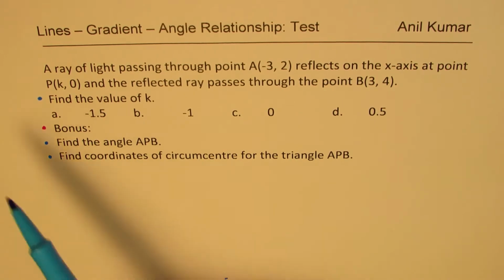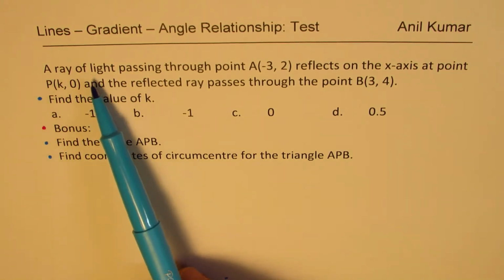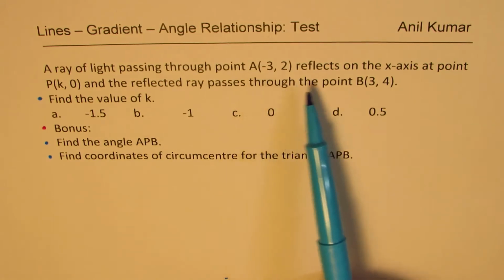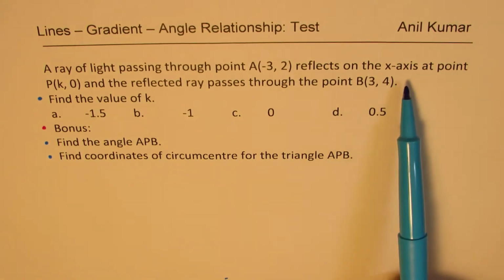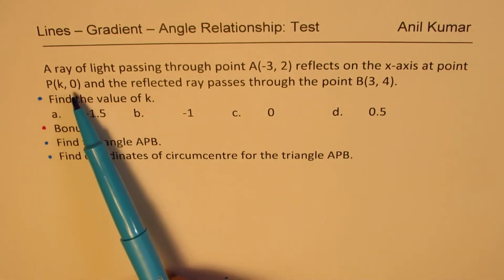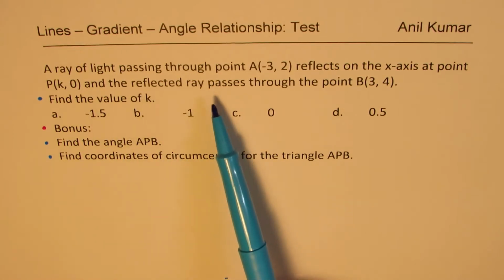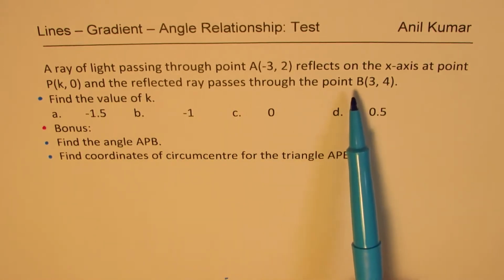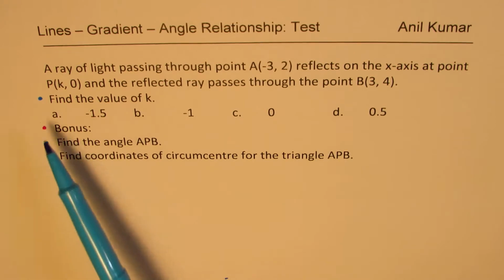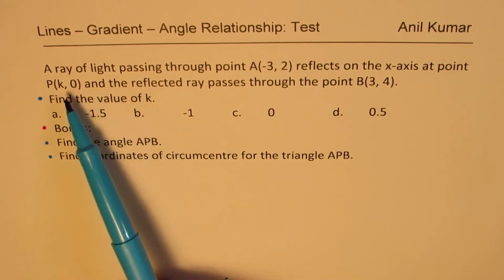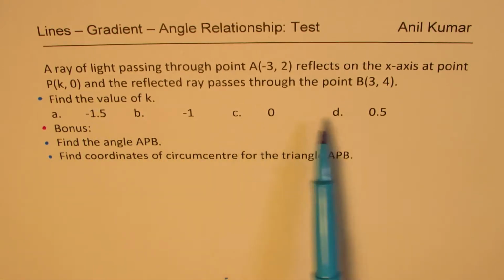The question here is, a ray of light passing through point A reflects on the x-axis at point P, (k, 0), and the reflected ray passes through the point B, which is (3, 4). Find the value of k, this value. We have given 4 choices.